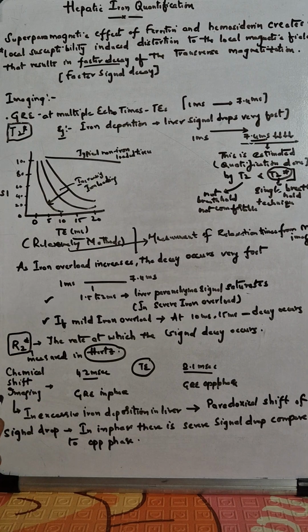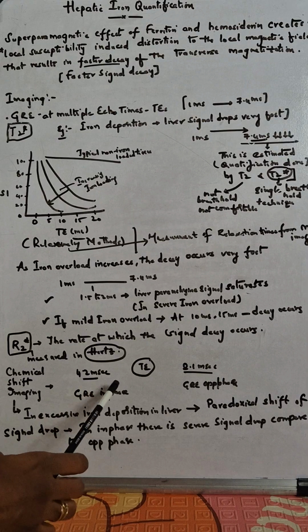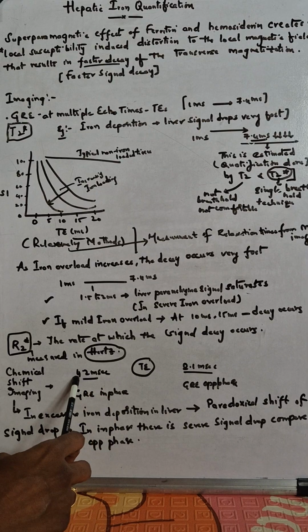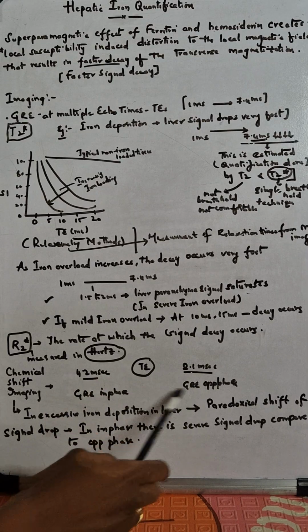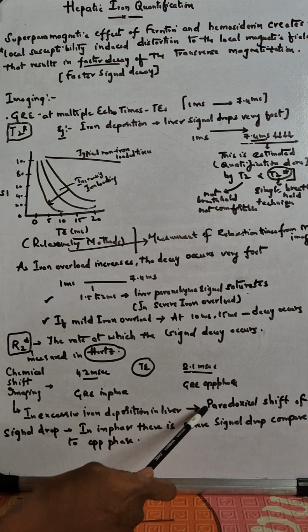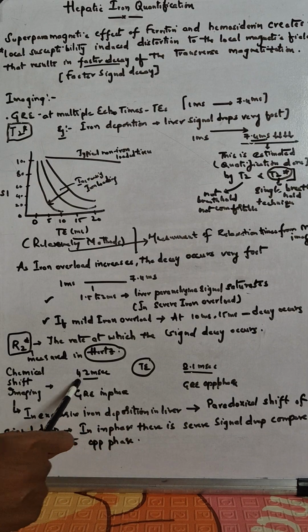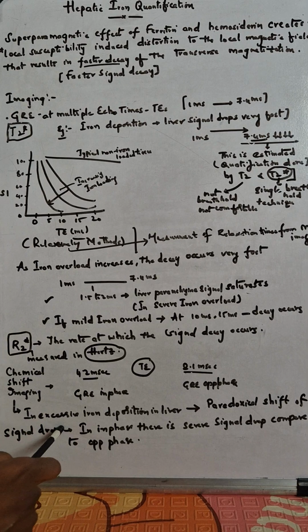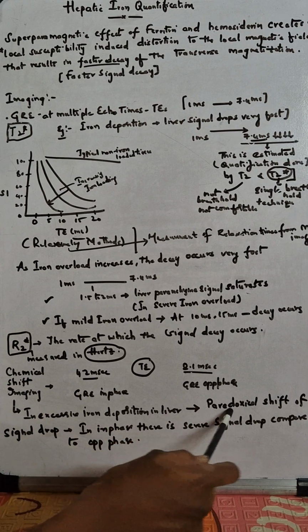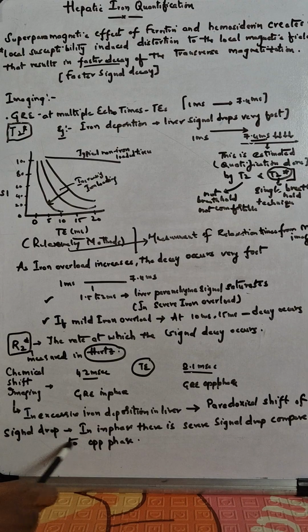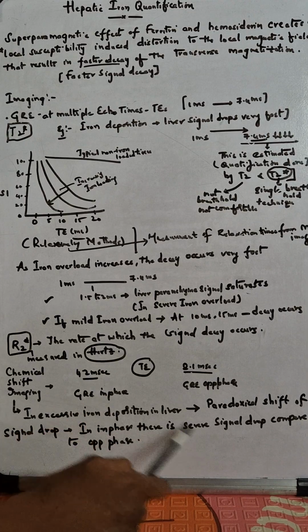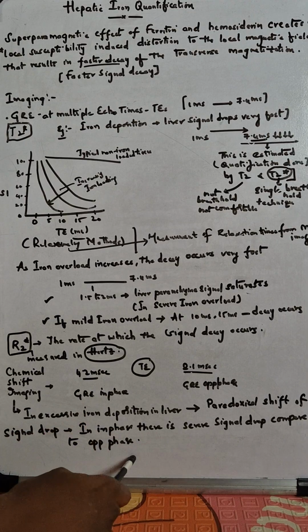One more is chemical shift imaging. In chemical shift imaging, this is time to echo, right? This is 4.2 milliseconds, this is 2.2 milliseconds. We have in-phase and out-of-phase imaging. First we get out of phase at 2.1 milliseconds, then we get in phase at 4.2 milliseconds. What happens in excessive iron deposition is a paradoxical shift of the signal drop. That is, in phase there is severe signal drop compared to the out of phase.